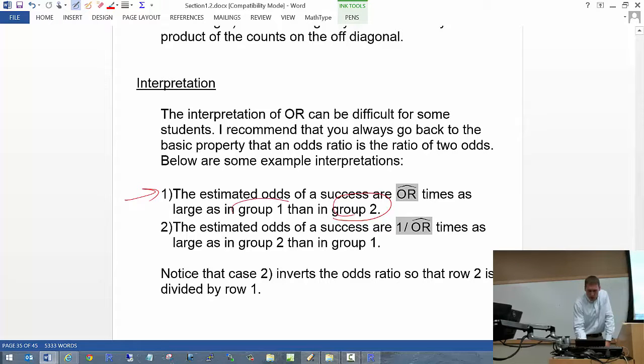Okay? Now, sometimes it's kind of arbitrary what you put in for group 1 and what you put in for group 2. Why don't we just flip-flop what the 2 rows are? Or equivalently, you could say it this way: why don't we phrase this interpretation in terms of group 2 than in group 1? So what happens? Well, essentially, the 2 odds flip in the OR hat formula. Or equivalently, you could say the estimated odds of success are 1 over OR hat times as large in group 2 than in group 1.